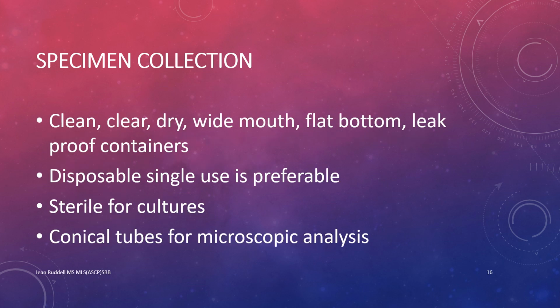Specimen collection. The specimen collection container should be a clean, clear, dry, wide-mouth, flat-bottom, and leak-proof container. Disposable single-use is preferred. If a patient uses a container from home that has not been cleaned well or has residual cleaning solution in it, it can lead to invalid test results. Single, sterile, wrapped collection containers should be used when a microscopic culture is ordered. Urine can be transferred to a conical tube for centrifugation and microscopic examination.